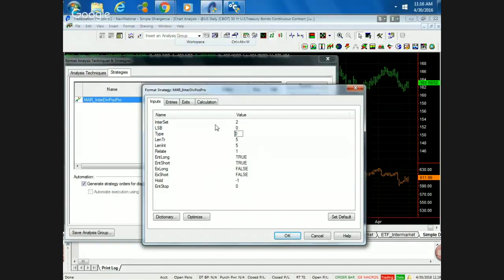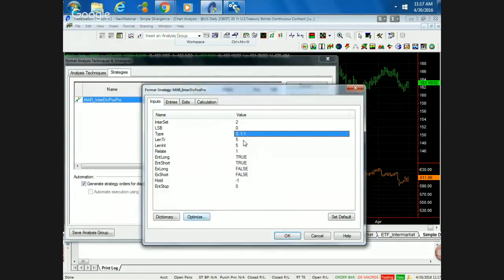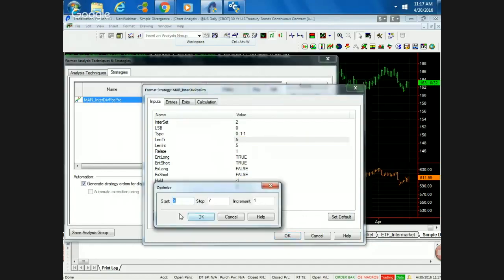So we can optimize the type, and we'll optimize these two. Now, I usually use from 2 to 30 in steps of 2.